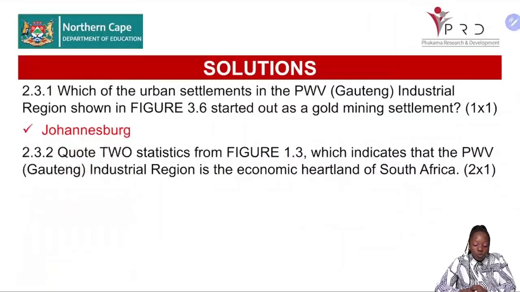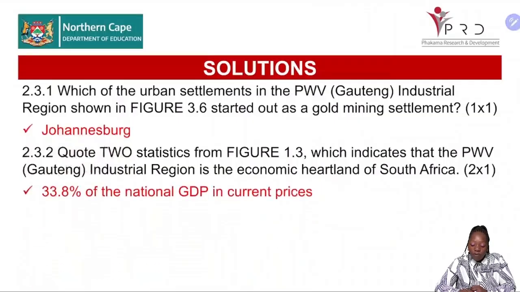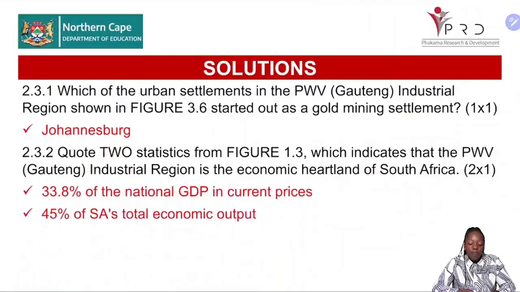Then your 2.3.2, you quote 2 statistics from figure 1.3 which indicate that the PWV Gauteng industrial region is the economic heartland of South Africa. You've realized that in the extract it says 33.8% of the national GDP in current prices, and also 45% of South Africa's total economic output. So those are the 2 statistics that show that indeed PWV is the economic heartland of South Africa, which means this is the province that is carrying South Africa.